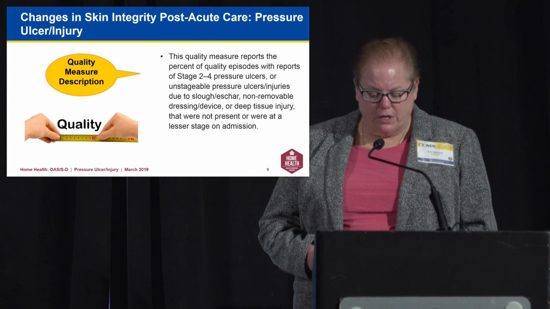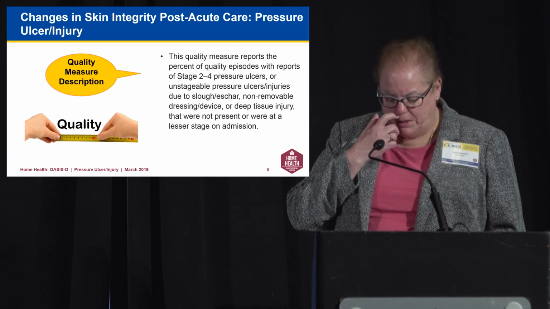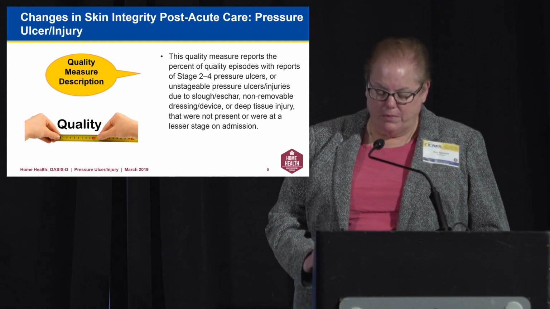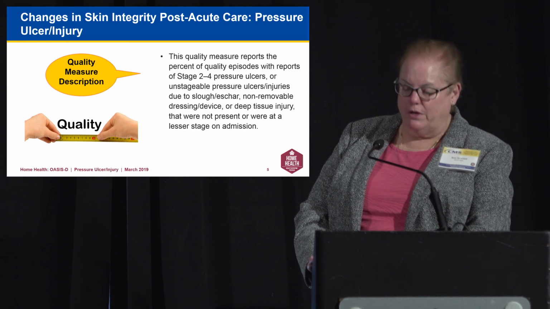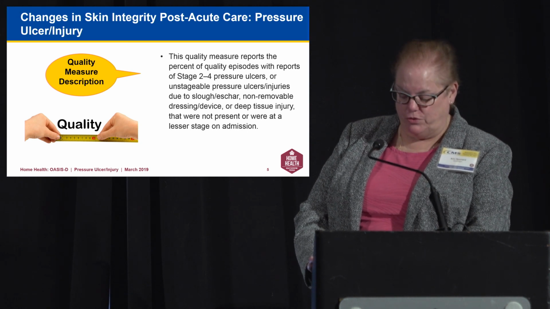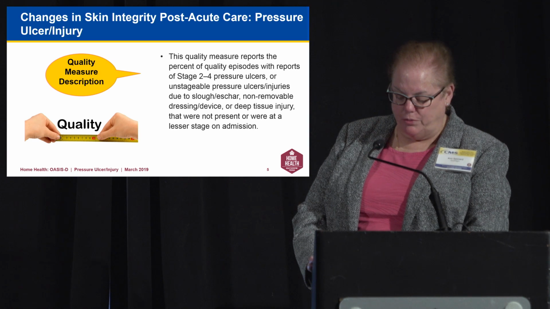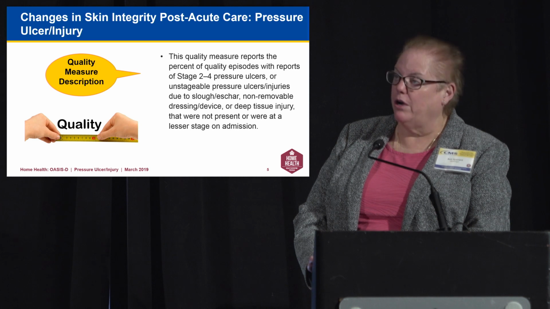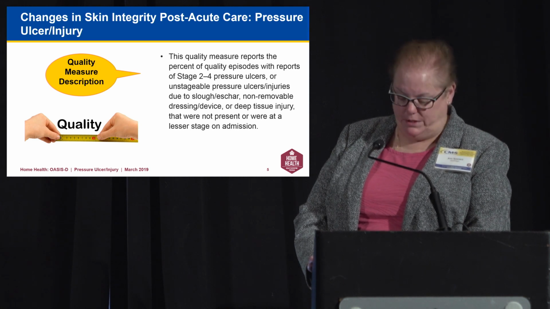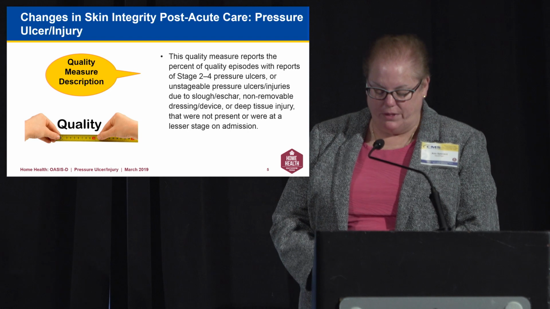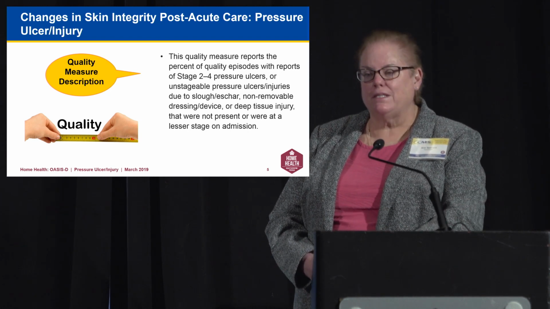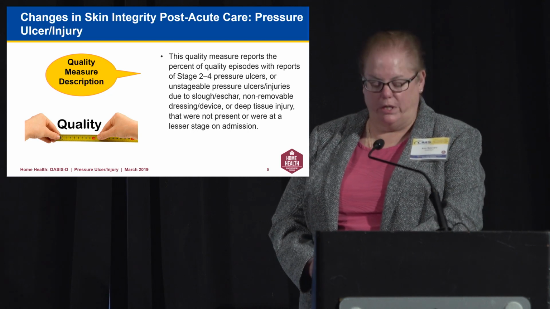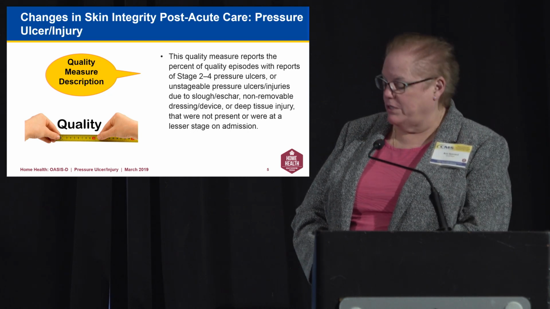So let's talk about changes in skin integrity and the quality measure description. This quality measure reports the percent of quality episodes with reports of stage 2 through 4 pressure ulcers or unstageable pressure ulcers/injuries due to slough/eschar, non-removable dressings and devices, or deep tissue injuries that were not present or were at a lesser stage on admission. So that's the definition that we are going to be working through in all of our examples as we move forward today.